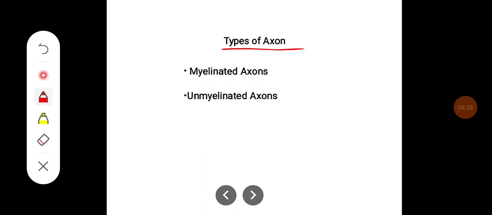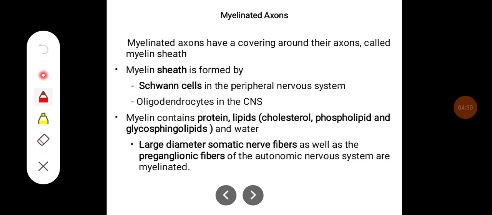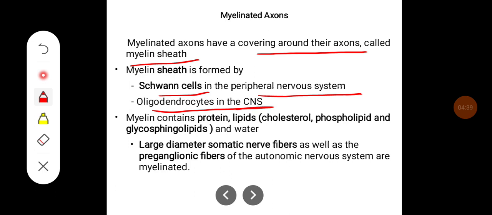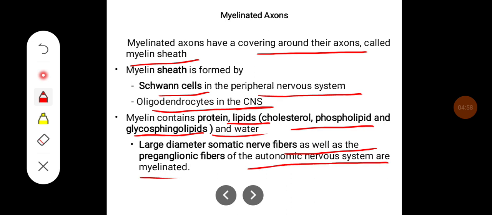Different types of axons, they can be myelinated or unmyelinated axons. Myelinated axons have a covering around their axons called myelin sheath. Myelin sheath is formed by Schwann cells in the peripheral nervous system and oligodendrocytes in the central nervous system. Myelin contains proteins, lipids, that is cholesterol, phospholipid and glycosphingolipids, and water. Large diameter somatic nerve fibers as well as the preganglionic fibers of the autonomic nervous system are myelinated.